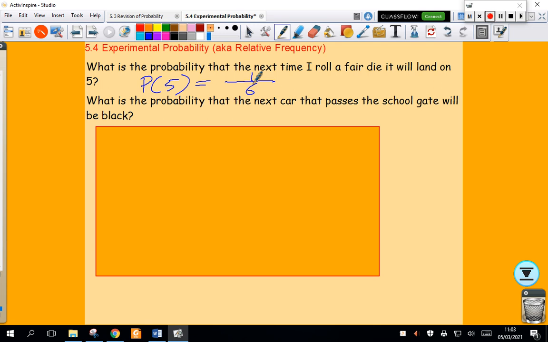But if I'm asked to find the probability that the next car that passes the school gate will be black, this will be slightly more complicated. I want to find the probability that the next car that passes the school gate will be black. What do we know? Do we know the total number of possible outcomes? Do we know the total number of ways the event black may occur? And the answer is no, we don't really. So we're going to have to do something else. We're going to have to do a little bit of research here.